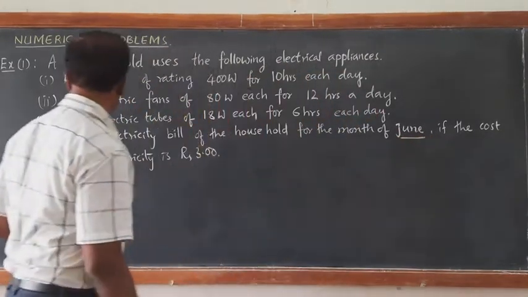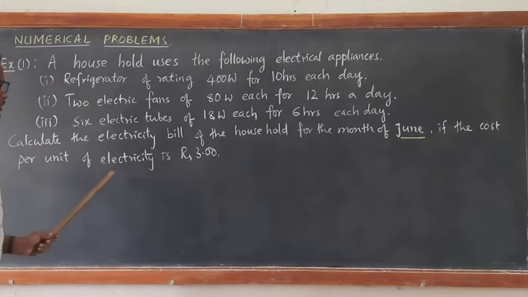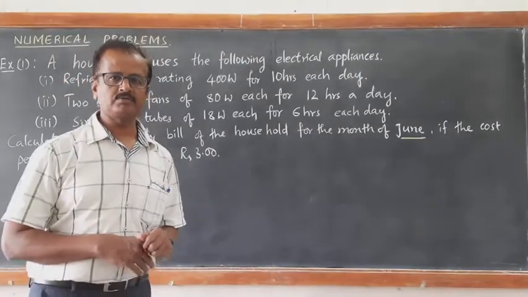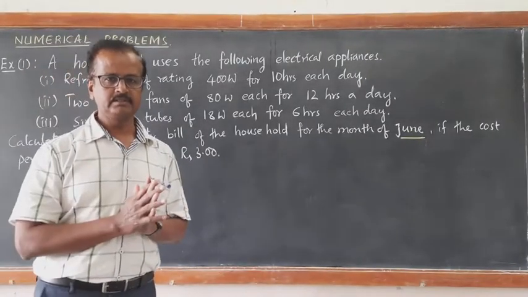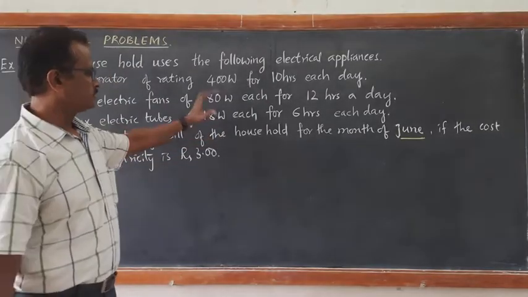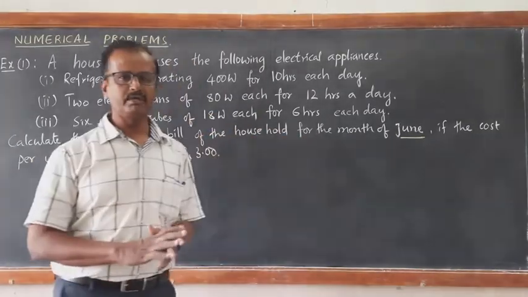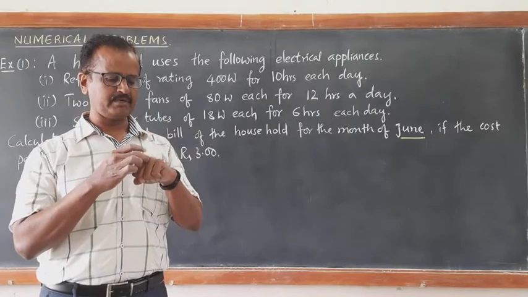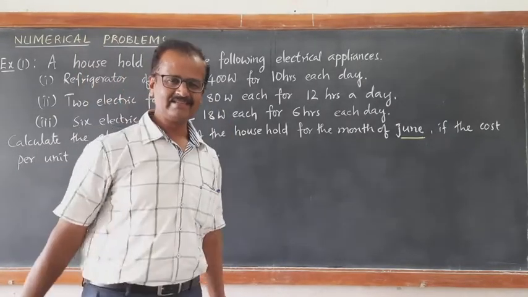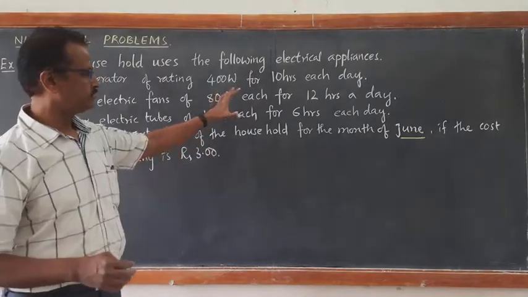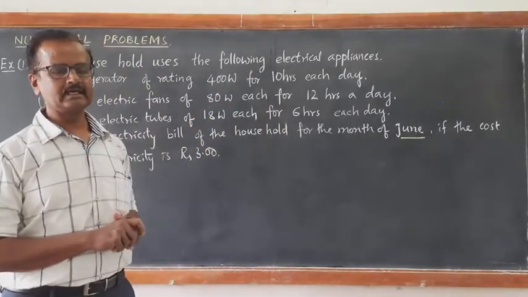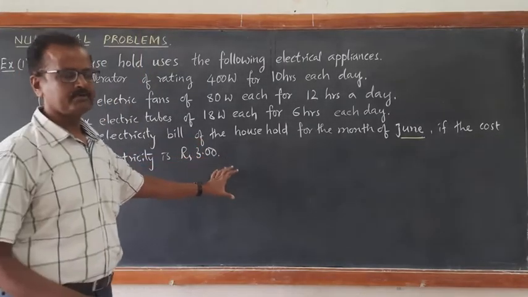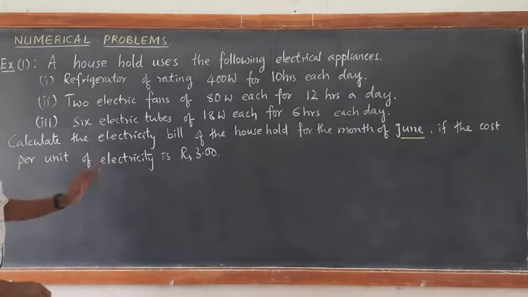If the cost per unit of electricity is 3 rupees, cost per kWh is 3 rupees, what is the electricity bill for the month of June? You must remember, June means how many days? Simple method: January, February, March, April, May, June. So June has 30 days. So for 30 days, if the appliances are used this way, what is the total bill for that June month? Let us solve step by step.